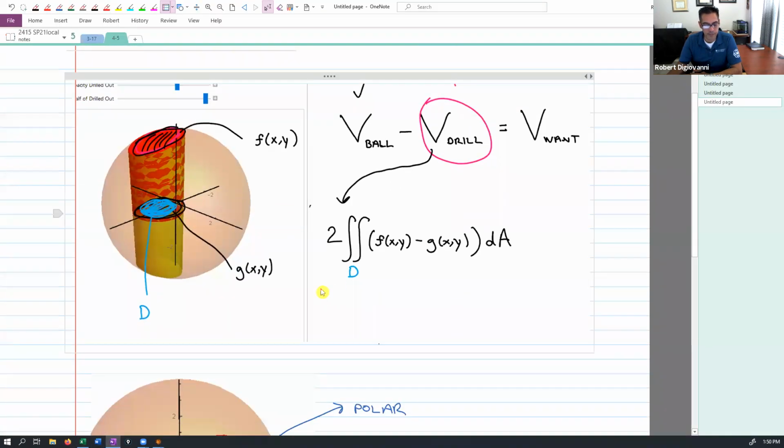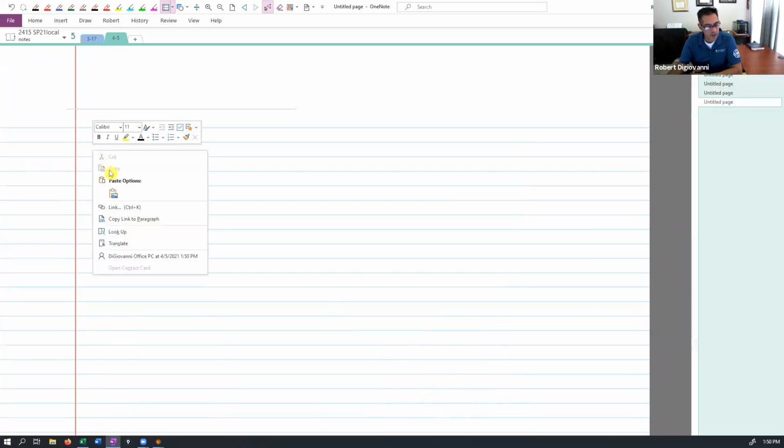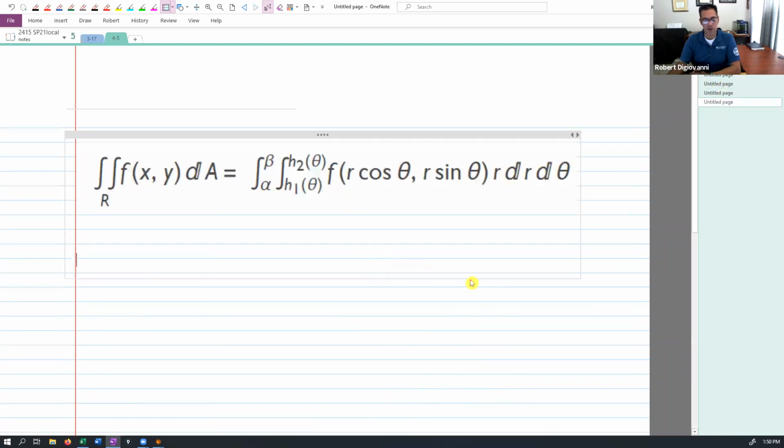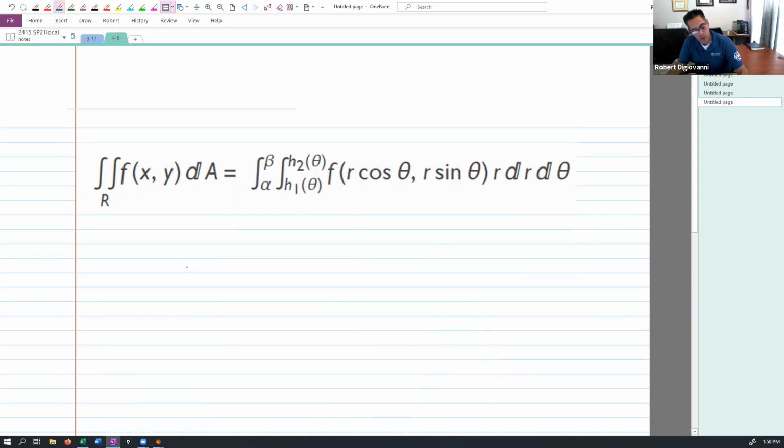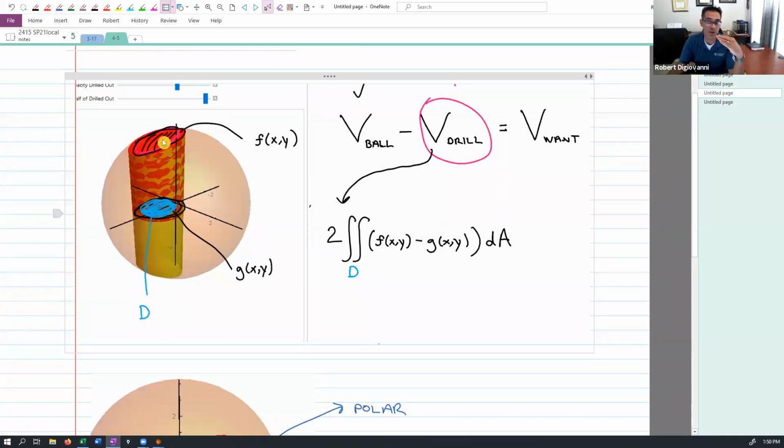Okay. I think I need to start a new page here. So I'm going to use this formula now. Now we need to find the upper surface. What is the upper surface? So what was the f of x, y? What was the top one? Part of that. The upper surface is part of the sphere, isn't it?